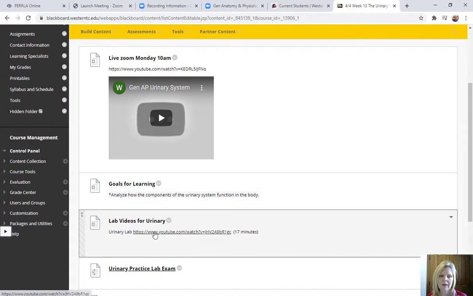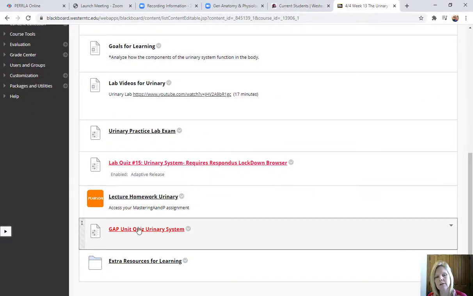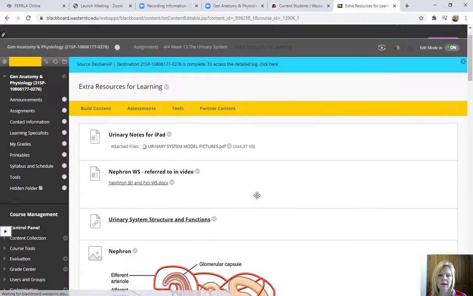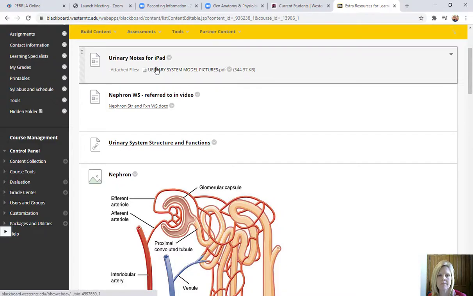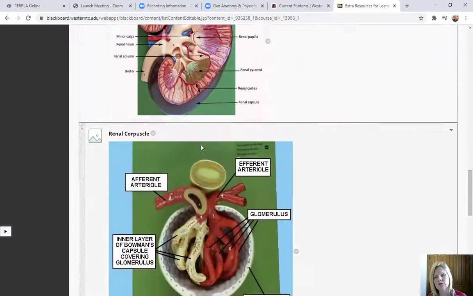And then we have the lab videos, practice lab exam, practice lab quiz, the homework on Pearson, and then your unit quiz. And then in here I have some extra pictures for you to look at for lab. I have the notes that I use when I'm going over the lab and all that good stuff. So that's all shown here.